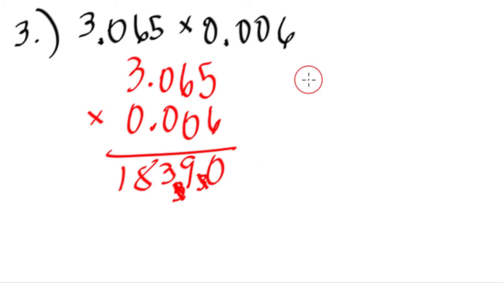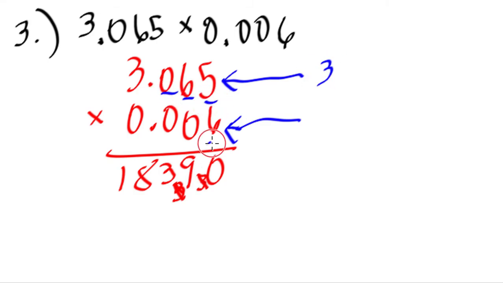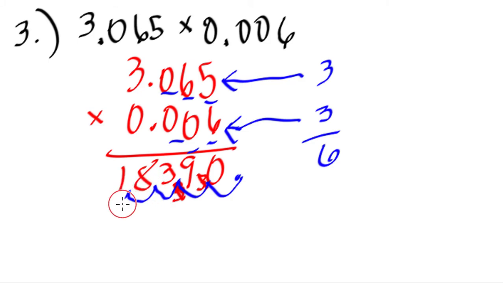Now what we will want to do, the next part, is count the number of decimals in this factor and also in this factor. Or rather, the digits to the right of the decimal point. So we have 1, 2, 3 here, and we have 1, 2, 3 also here. So overall, we need to move 6 places from the right of the product: 1, 2, 3, 4, 5, 6.